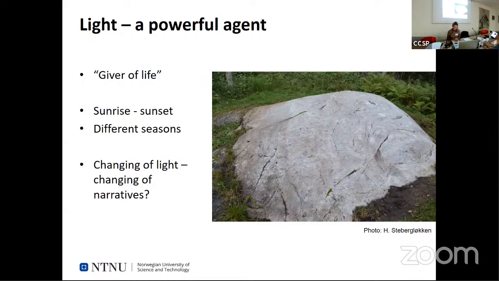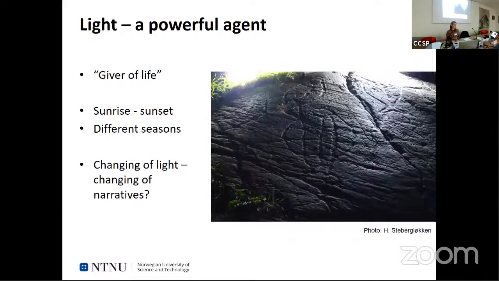This is a picture from central Norway, a beautiful panel with beautiful figures, but you cannot see it here because this picture is taken when it was very cloudy and the images are almost invisible. But in the right light, or with artificial light during dark, like we did yesterday, this comes to life. So you can see fish images representing halibuts that comes to life at certain times of the day.